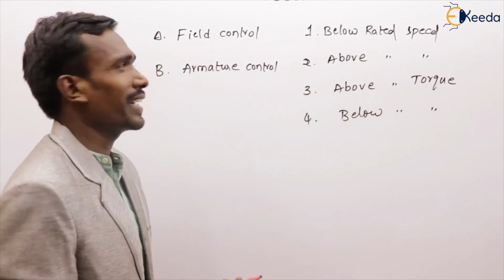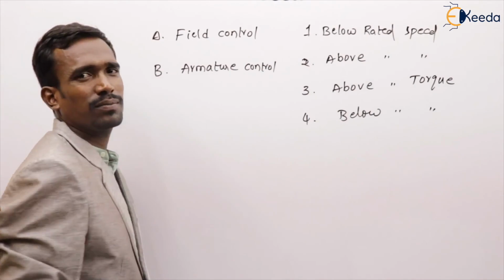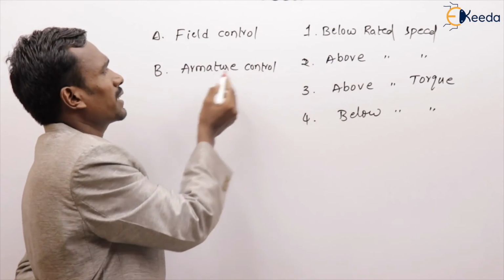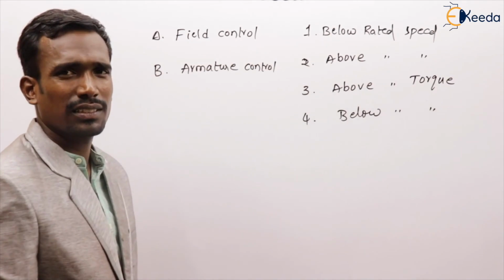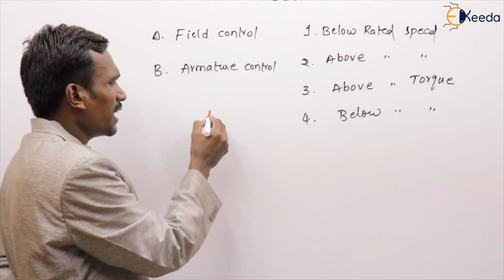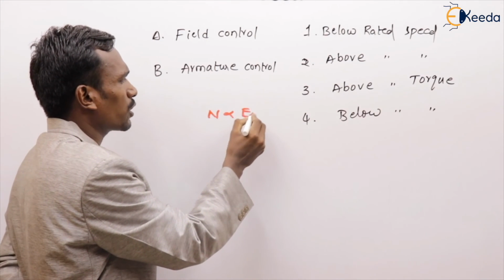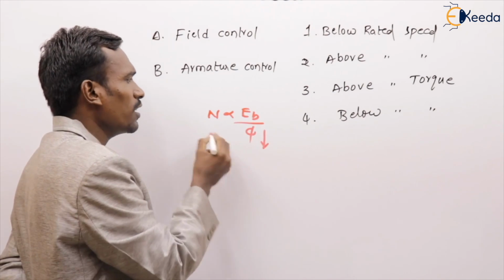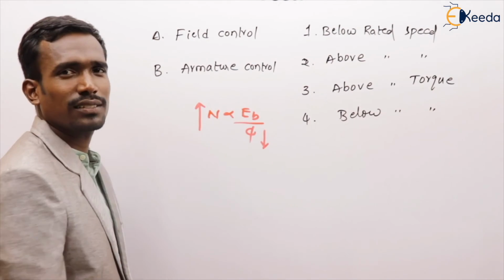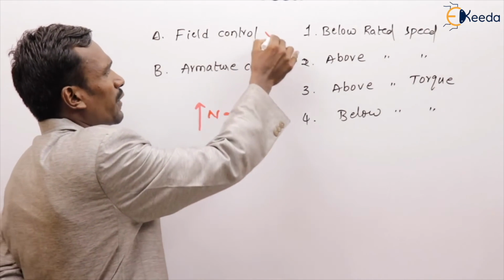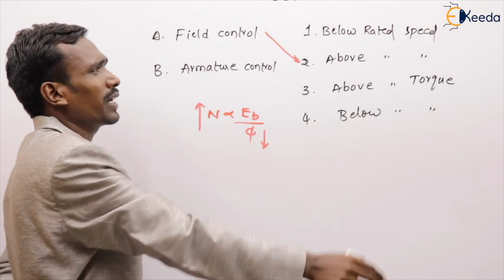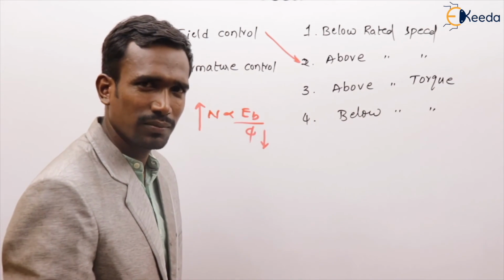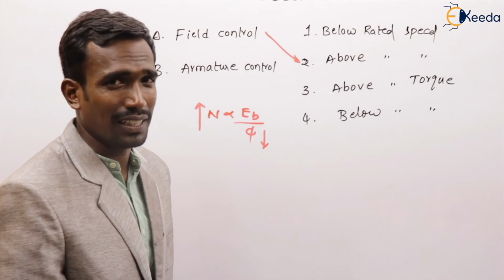Okay, next question. Match the following. Field control method and armature control method. Tell me, generally N is directly proportional to EB by flux. When flux reduces, the speed increases. Generally we know the field control method is the above rated speed control method, right?